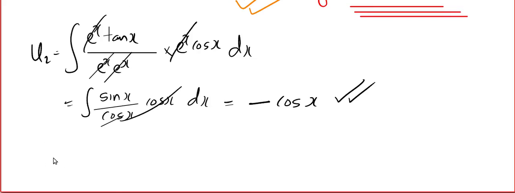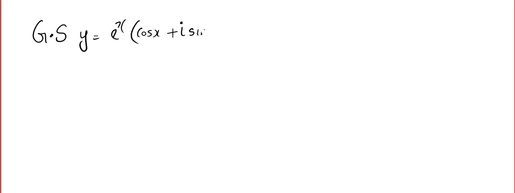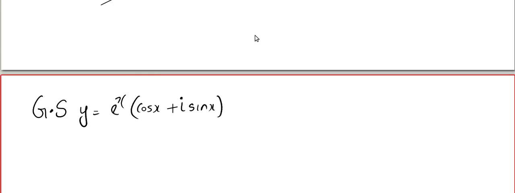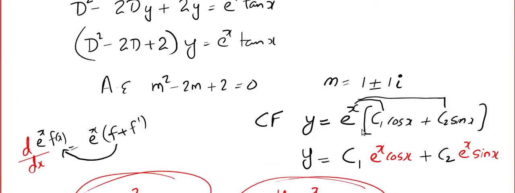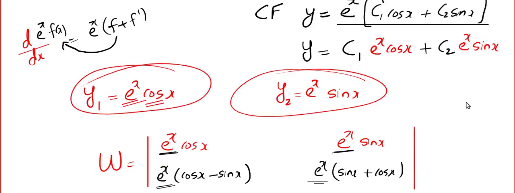Now it's almost time to write the answer. So the general solution, you can write, is y equal to CF. We wrote that CF. The CF is e power x into c1 cos x plus c2 sin x. Do you still remember? Long back.